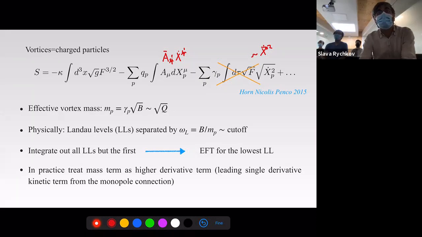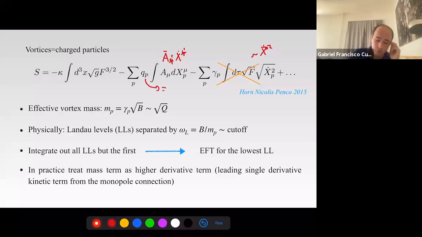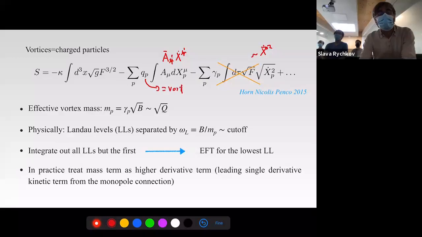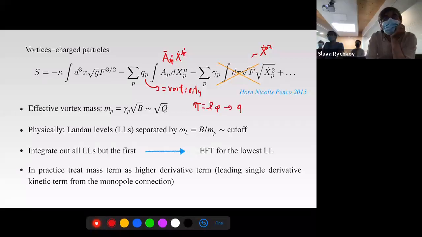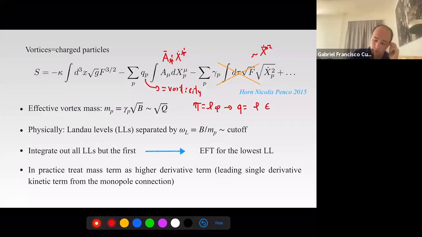That's a good point. So I should say Q_P, the charge, is equal to the vorticity. The vorticity is the winding around the configuration. For instance, a configuration where the Goldstone is π = Lφ has vorticity equal to L, which of course belongs to the integers. So now, what's the strategy? The vorticity is quantized, so it cannot be smaller than 1.